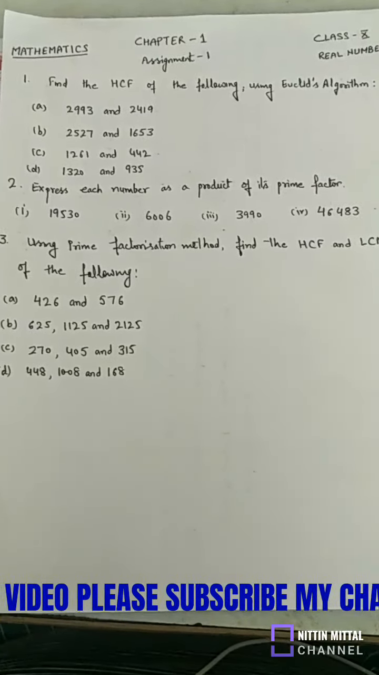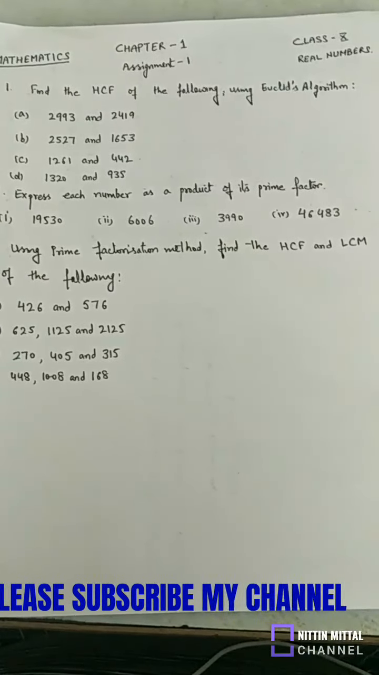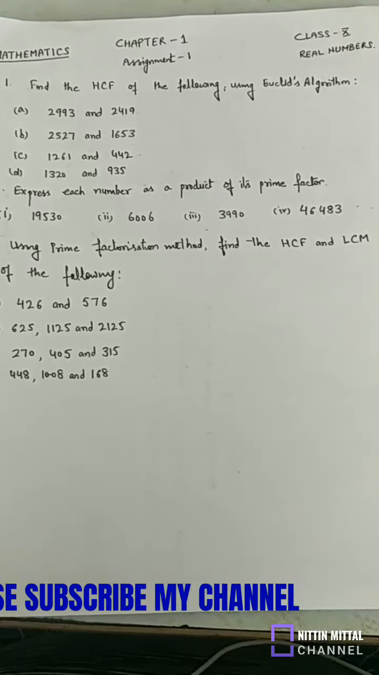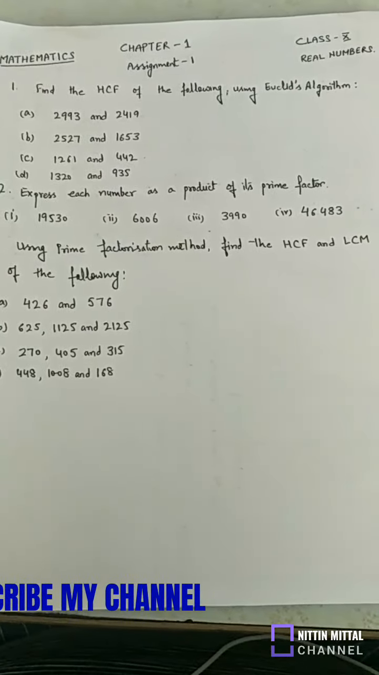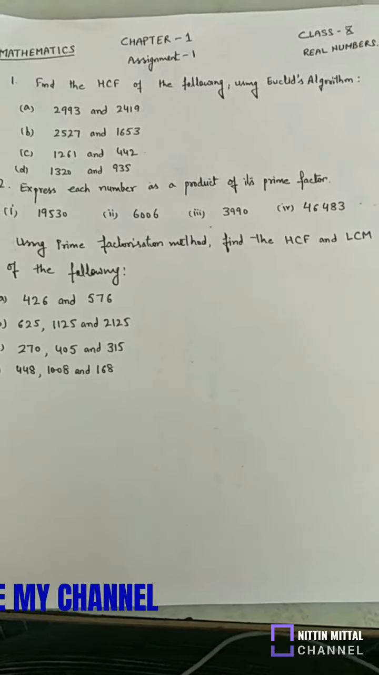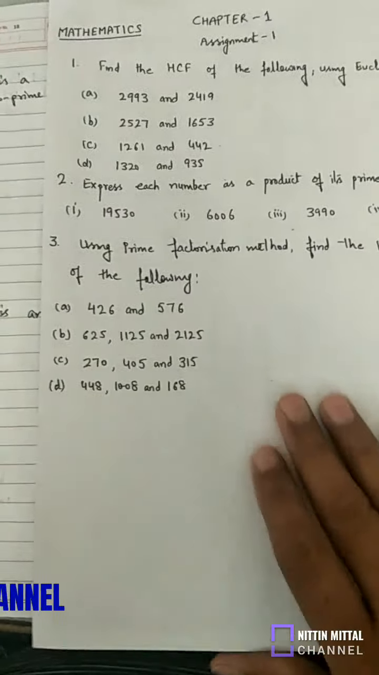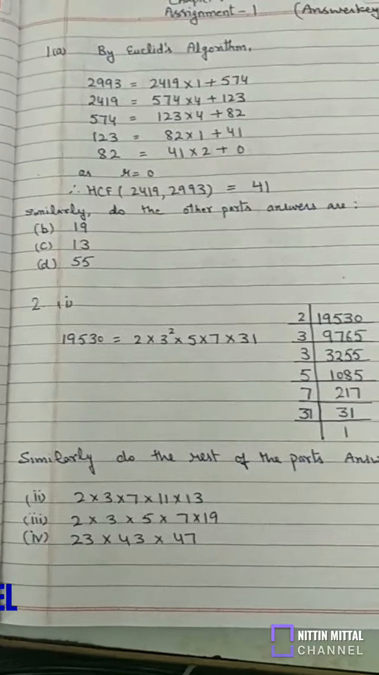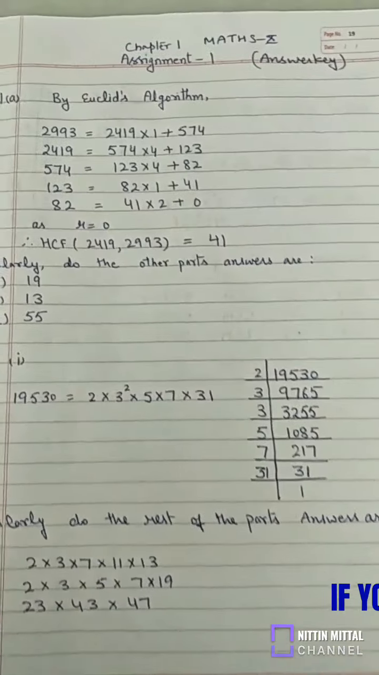So let us start. The first question is, find the HCF of the following using Euclid's algorithm. We have already done this in NCERT exercise 1.1, first question. Now some extra values are different, but the question is the same. So the first part is, we have the two numbers 2419 and 2993. This is how we have to write.